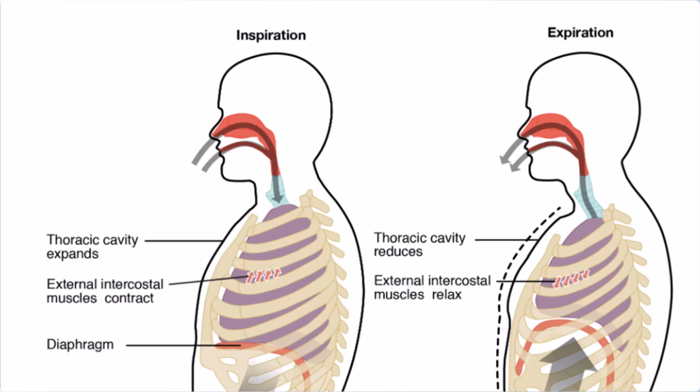Now, here's a key concept. Pressure drives airflow. As the thoracic cavity expands, the pressure inside the lungs drops below atmospheric pressure by about 5 millimeters of mercury. Nature hates pressure differences, so air rushes in from the outside environment to equalize things. Air will always move from a high pressure to a low pressure, and that pressure gradient is what fills the lungs with air. That's inhalation.